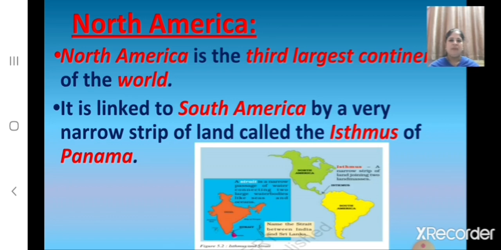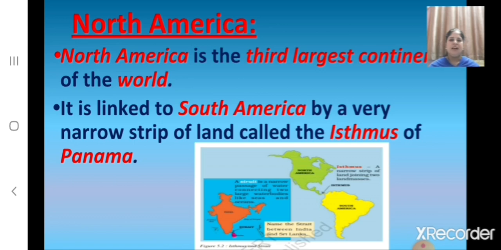Children, North America is the third largest continent of the world. And how is it linked to South America? North America is linked to South America by a very narrow strip of land called the Isthmus of Panama. Children, what do you mean by isthmus? Isthmus is a narrow strip of land joining two land masses.